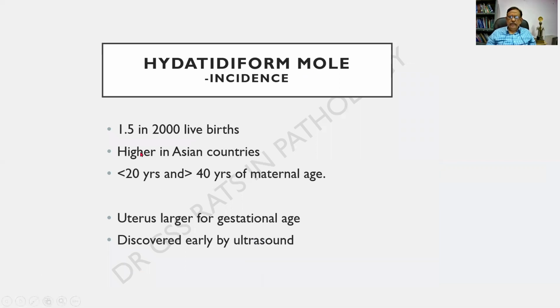Hydatidiform mole occurs in 1 to 5 per 2000 live births, and it is higher in the Asian countries. The incidence is more in individuals who are less than 20 years of age and more than 40 years of maternal age. Normally, it is diagnosed because the uterus is larger for the gestational age. At particular weeks, it has to be of a particular size, but in this case it is larger and hence the suspicion. It can be discovered early by ultrasound.